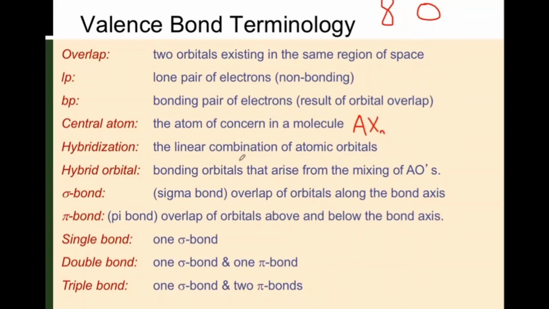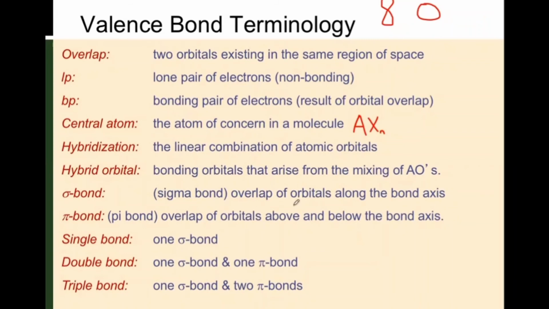The hybridization then is the linear combination of atomic orbitals. This is obviously one of the things that we're not quite familiar with yet, but it's this idea that atomic orbitals can be combined in order to make orbitals which point along the bond axes. But we'll talk about that shortly. A hybrid orbital is then the result of this hybridization. So these are the bonding orbitals that arise from the mixing of the atomic orbitals.